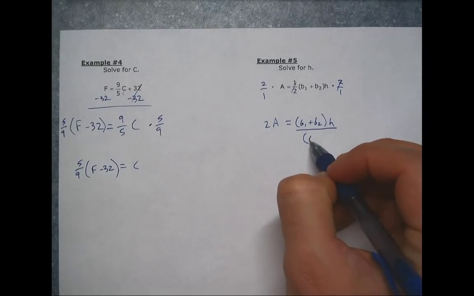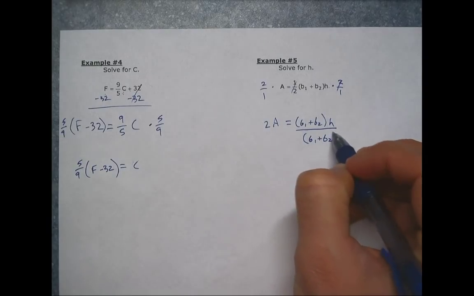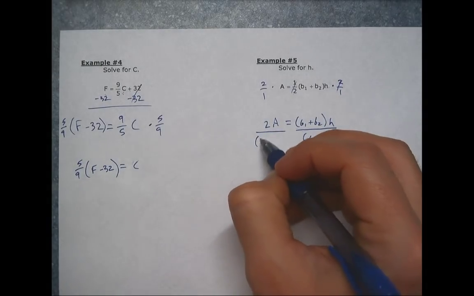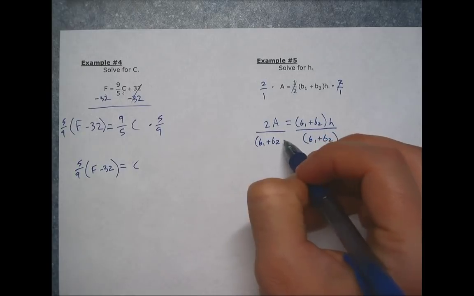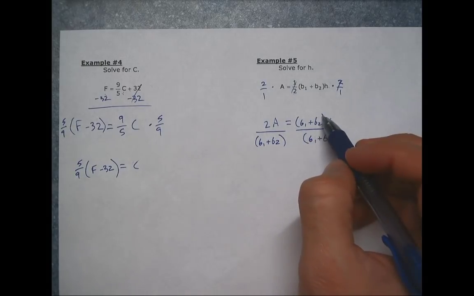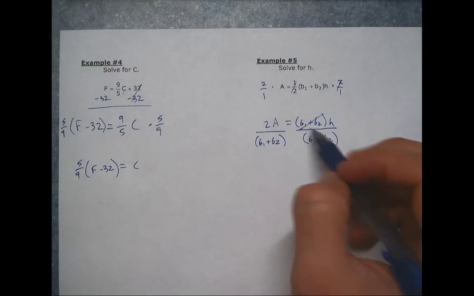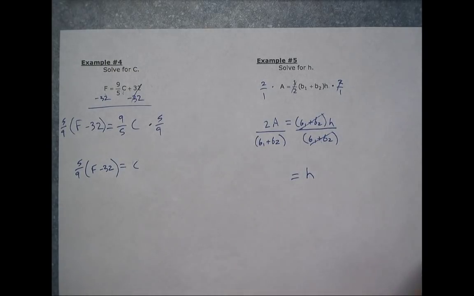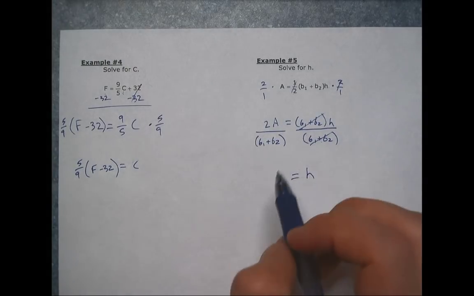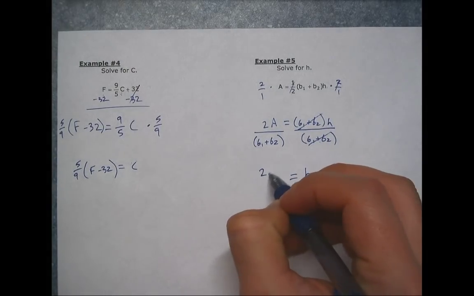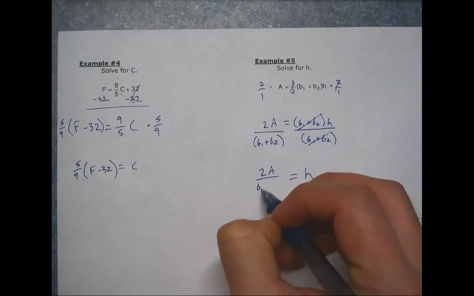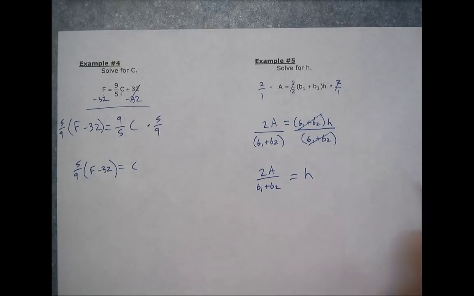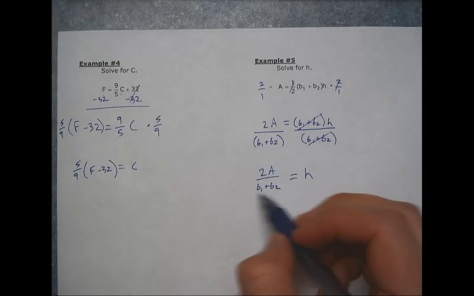Well, I'm going to divide by the quantity, base 1 plus base 2. Since it's on the top and the bottom of the fraction, it cancels itself out, leaving me just h. And there's no math that I can do over here. I'm just leaving it as 2a over base 1 plus base 2. You can leave the parentheses there.